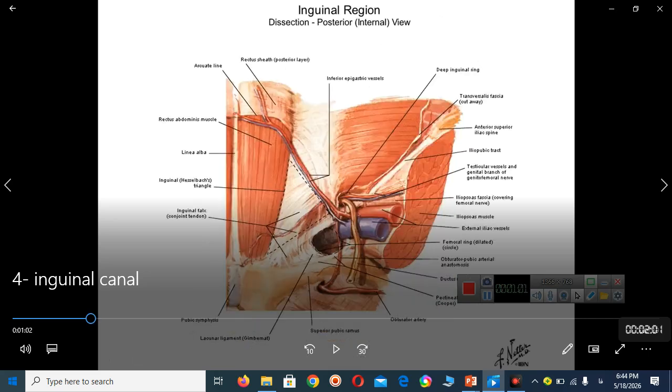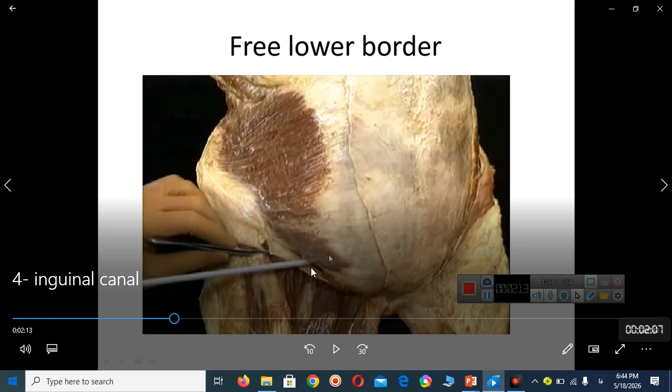Now you can see here is the inguinal canal. Here is the roof of the inguinal canal. They are arcuate fibers from the internal oblique and transverse abdominis here. This is the roof of the inguinal canal.